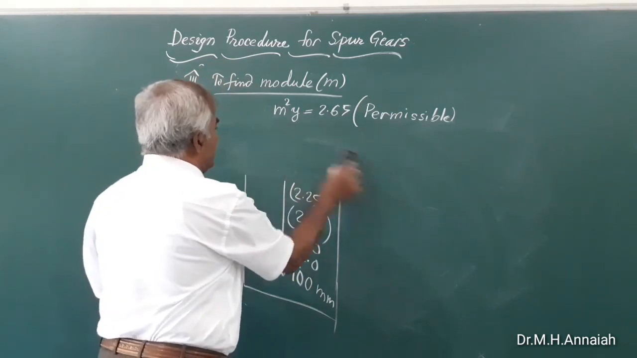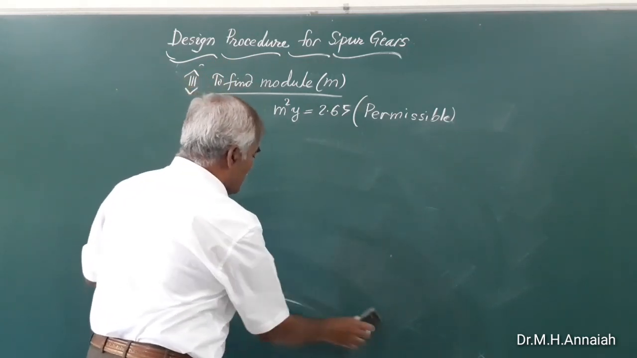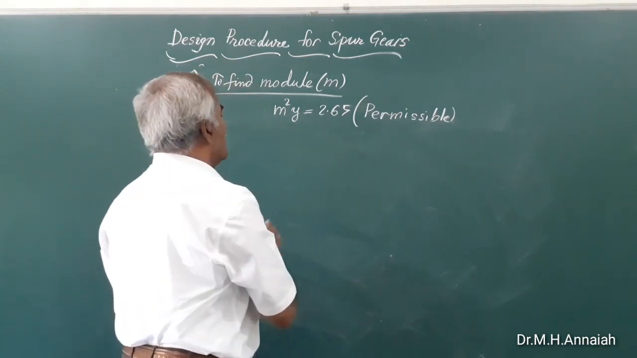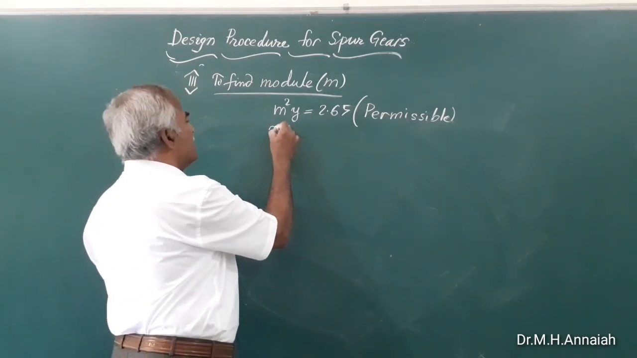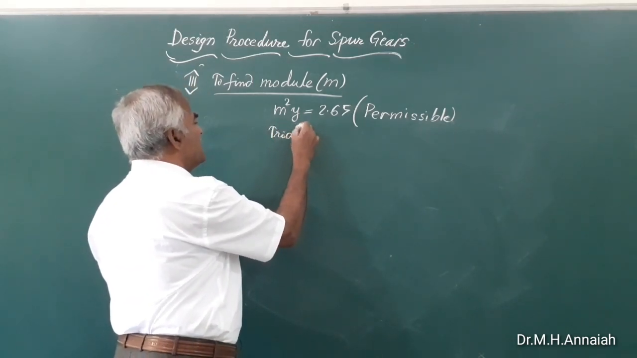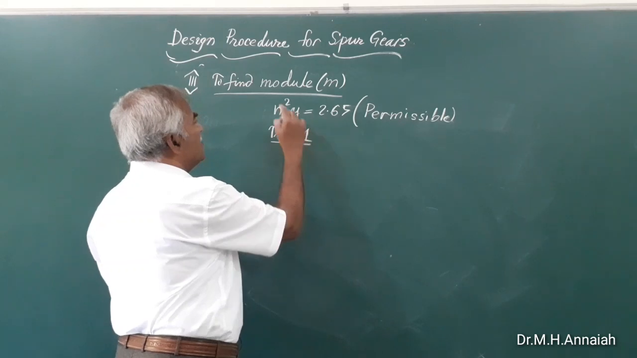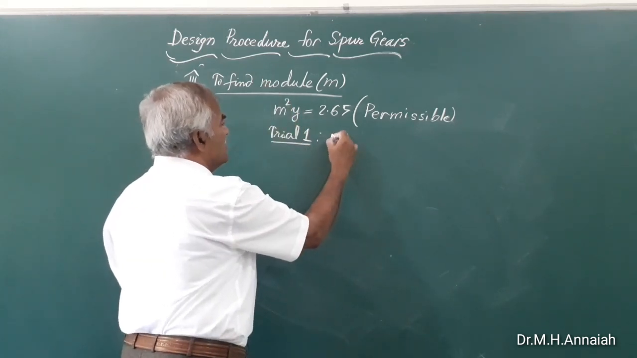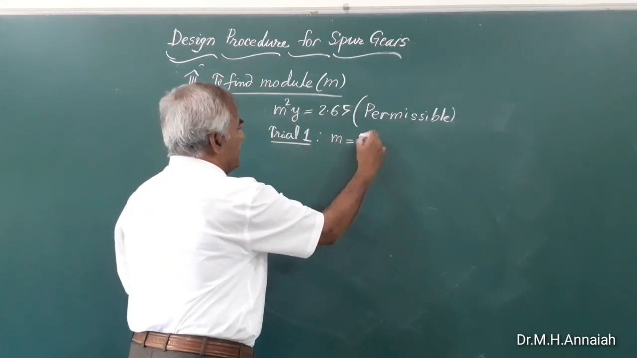And generally friends, I try with a module 5 millimeter. So, I will say trial number 1. This trial I am making to find out the value of module. Trial 1, say m is equal to 5 mm.